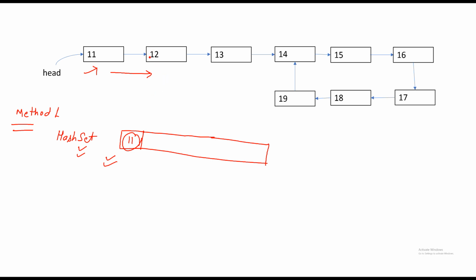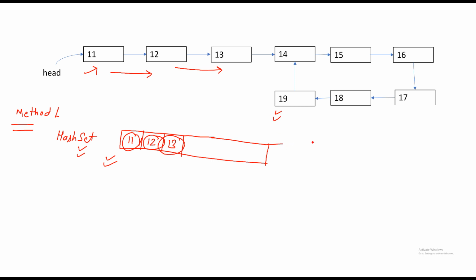Now we will search whether this node is present in the hash set or not. If it is not present, we are going to add this node into the hash set. Again, we're gonna move to the next pointer and check whether this next node, which is 13, is present in the hash set or not. It is not present, so we will keep on adding this new node also into the hash set. We're gonna do the same thing until we reach the 19th node.